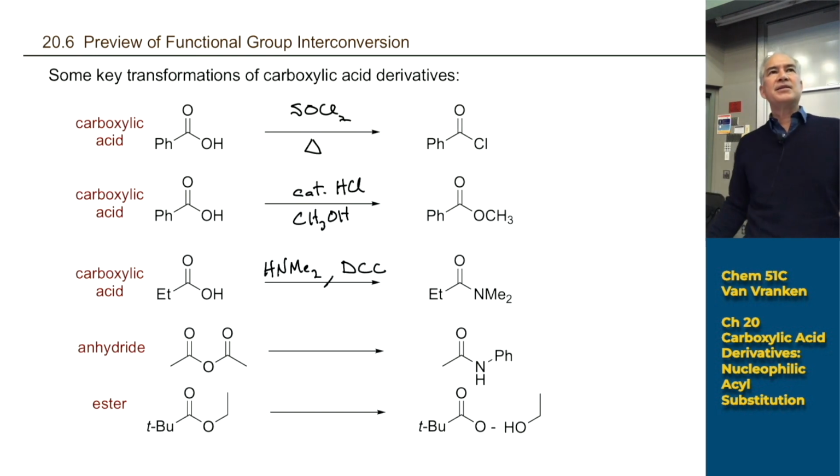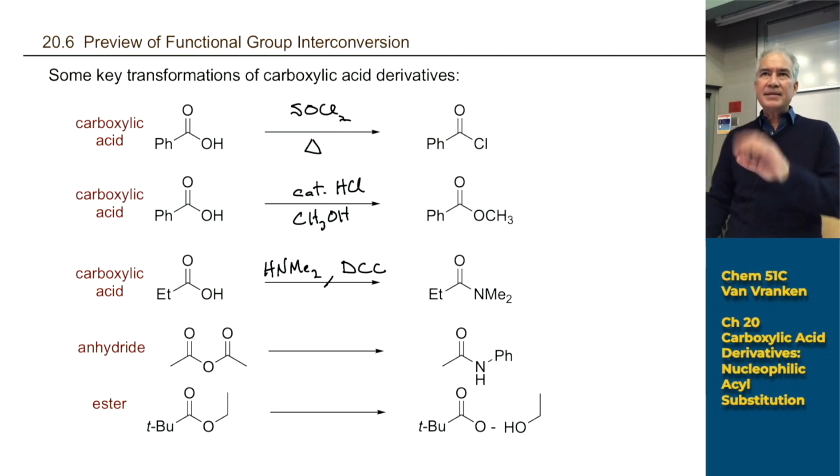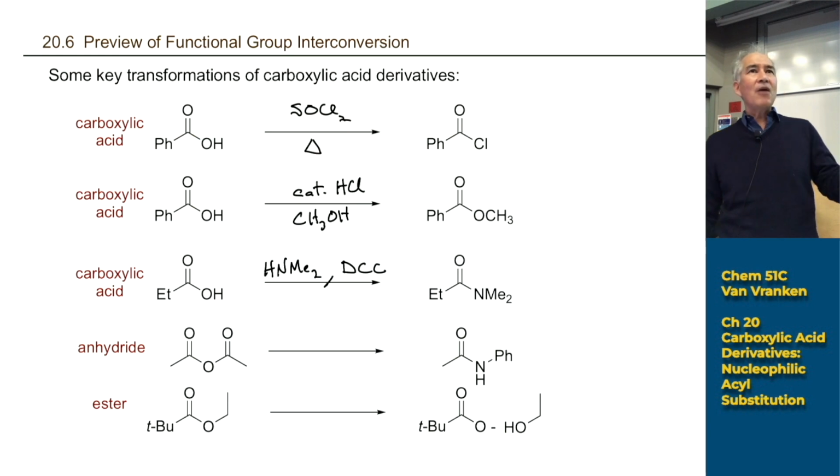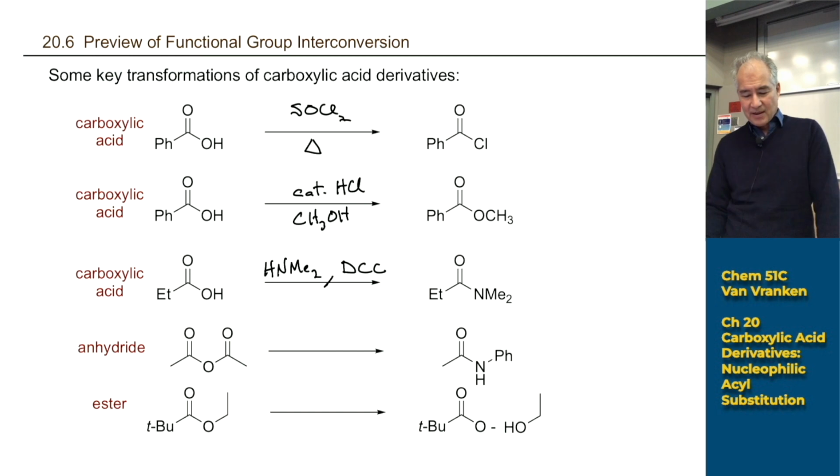And that reagent is DCC. Not PCC. PCC is for oxidation of alcohols. This is DCC, and you have never seen it before. And it's just so simple to make amides using this recipe. And we'll talk about DCC later because you've never heard of that before.